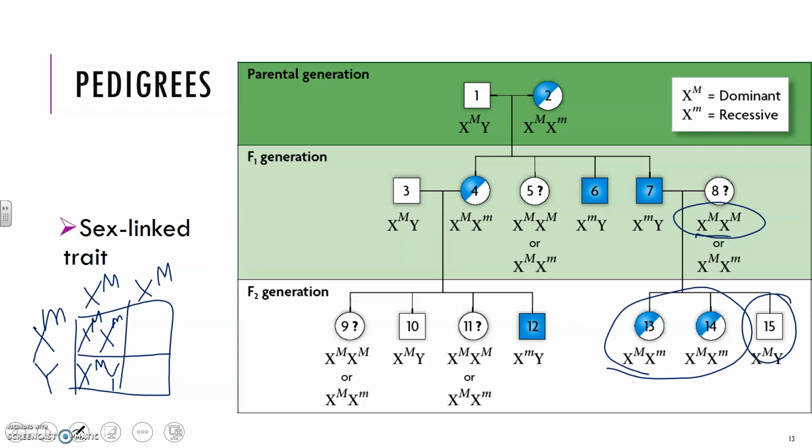But they do know that both of her daughters are definitely carriers because her husband had the disorder, so they inherited that little m from him. So that's basically how you read a pedigree. Main thing is to remember squares are males, circles are females, fully filled in has the disorder, not filled in at all is either unknown or does not have the disorder, and half shaded is a carrier. Okay?